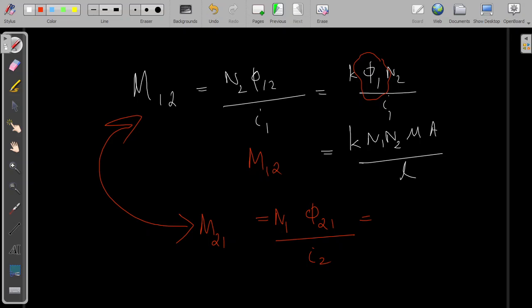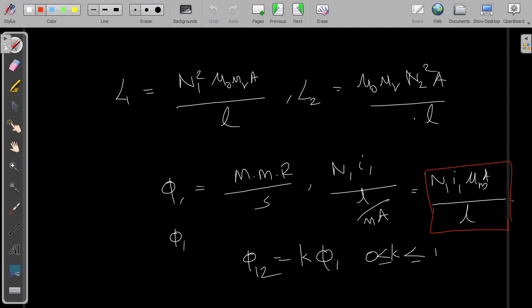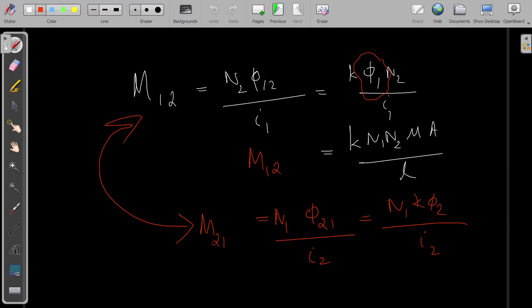And again replace this phi 21 with k phi 2, then we'll get N1 k phi 2 divided by I2, and you replace this phi 2 with the equation for phi 2, okay, and then we will get M21 equal to, similarly, k N1 N2 mu A by L again.